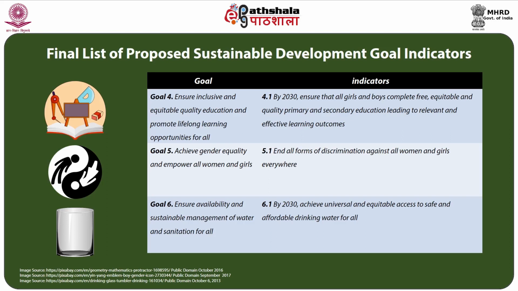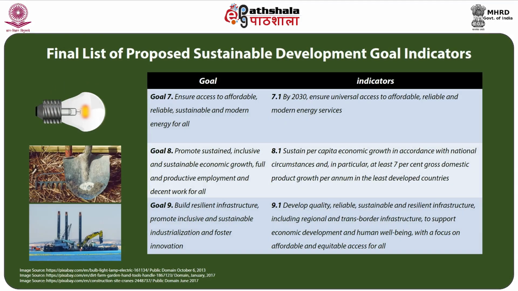Goal 5: Achieve gender equality and empower all women and girls. Goal 6: Ensure availability and sustainable management of water and sanitation for all. Goal 7: Ensure access to affordable, reliable, sustainable and modern energy for all. Goal 8: Promote sustained, inclusive and sustainable economic growth, full and productive employment and decent work for all.